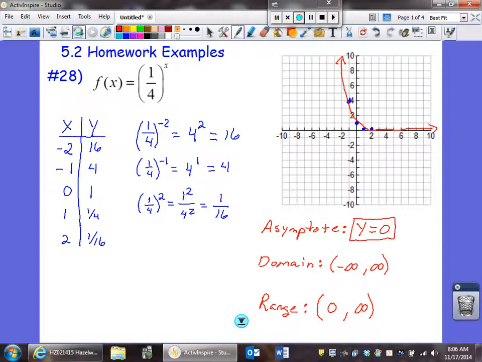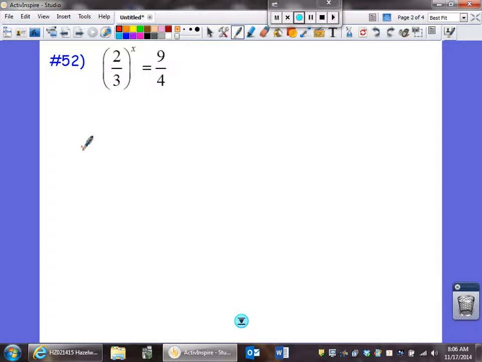I'm going to go on to problem number 52, which the directions in 52 are very simple. It just says solve each equation. We're going to use the method that we are supposed to get both bases the same on both sides. Right now, the base on the left side is 2/3. And we're going to leave that alone for this problem, and I'm going to be able to change 9 and 4 into bases of 2 and 3. For instance, 9 is also 3 to the second power, and 4 is 2 to the second power.